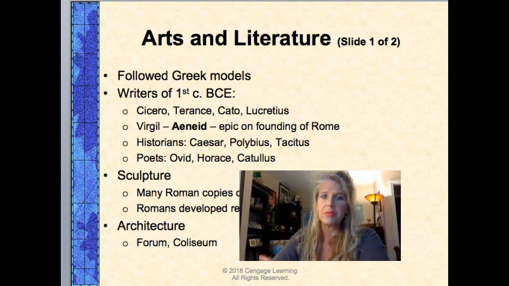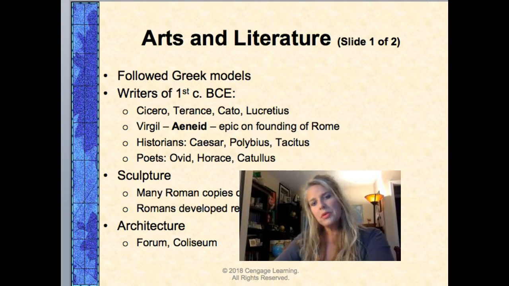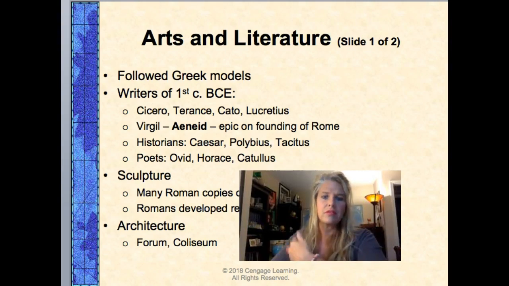Arts and literature followed Greek models. Cicero, Terence, Cato, Lucretius, Virgil. He wrote the Aeneid, epic of founding of Rome. Historians Caesar, Polybius, Tacitus, poets Ovid, Horace, and Catullus. Sculpture. Many Roman copies of Greek sculpture survived. Romans developed realistic style, best popular in architecture. You still have the Forum and the Colosseum.